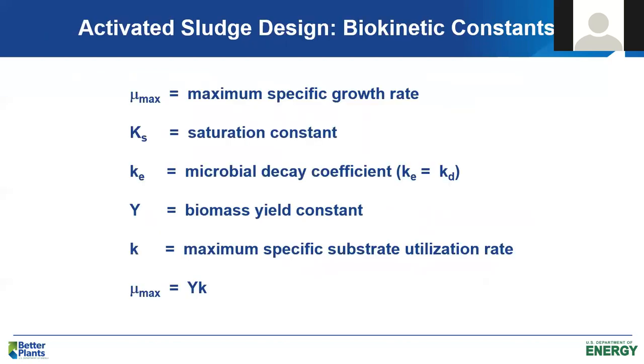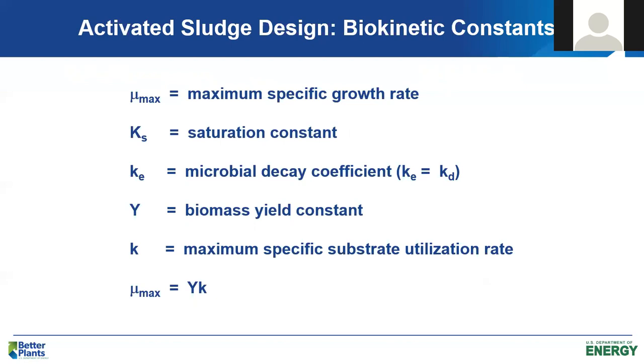These are the biokinetic constants, or biokinetic coefficients, that are most important to us as we design the activated sludge process: mu max, K sub S, K sub E, Y, little k. These are very, very important. Mu max will be adjusted for temperature. K sub S, we don't adjust for temperature. K sub E, which is also K sub D, the endogenous decay coefficient, we'll adjust for temperature. As temperature increases, the endogenous decay coefficient will increase.